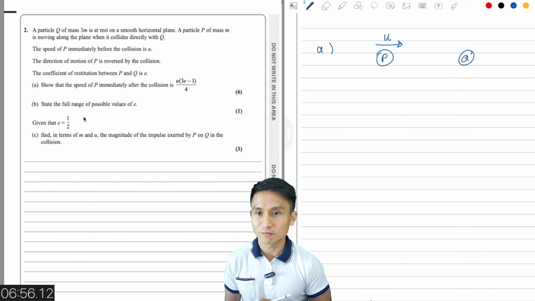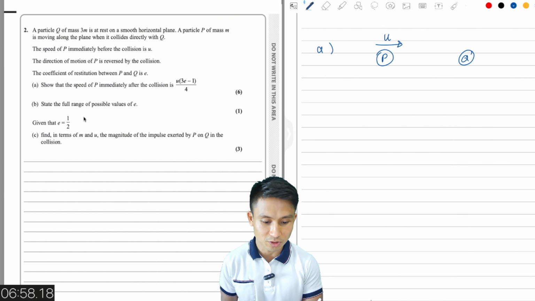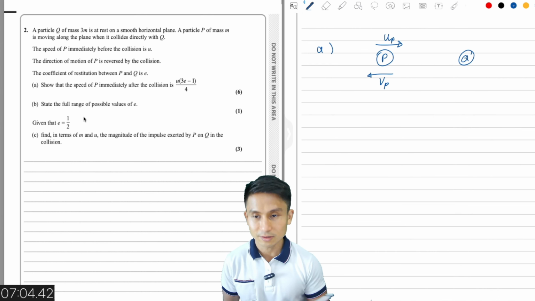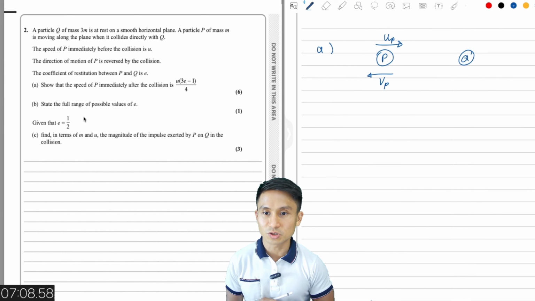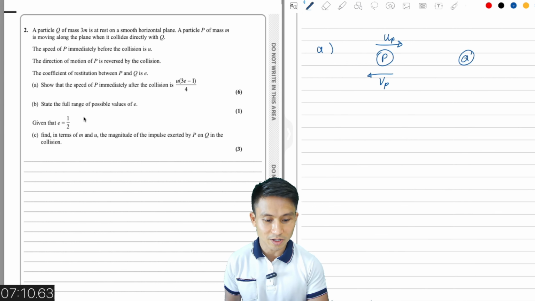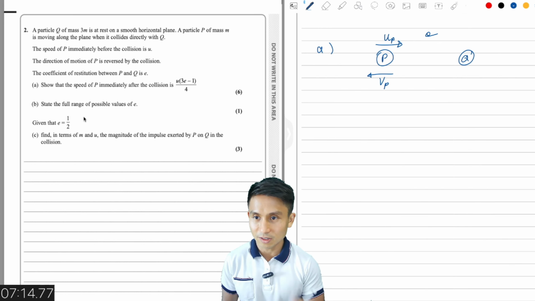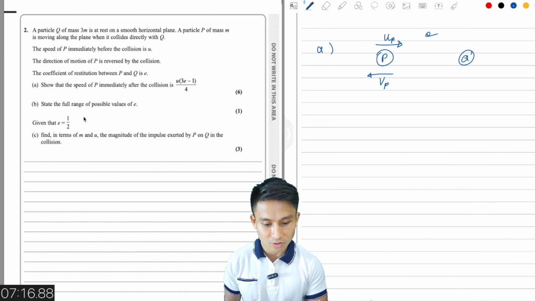Direction of motion of P is reversed by the collision. So let's do it like this, Vp. So that's Vp there. Okay, so uQ is 0. Coefficient of restitution between P and Q is e. Okay, so let's have a crack at e first.